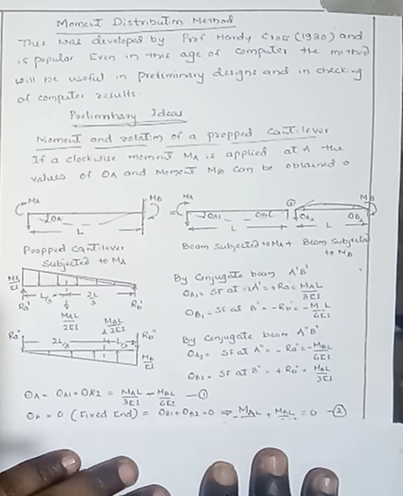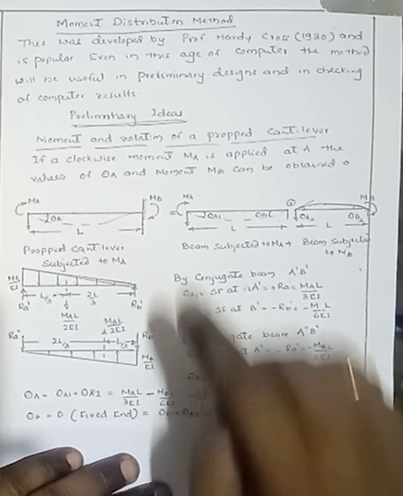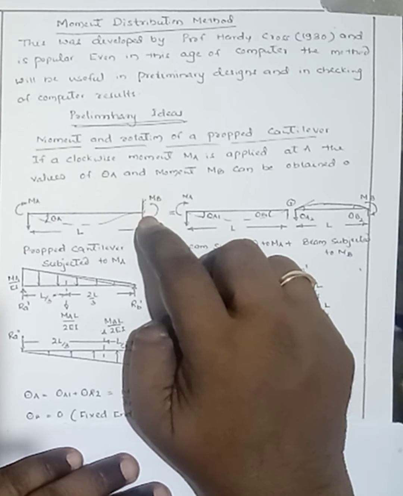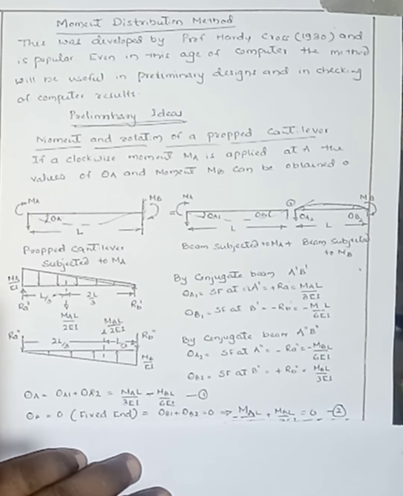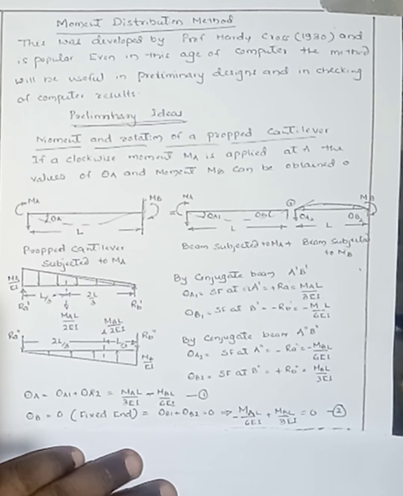Here by adding these two, you will get an equation: MAL by 3EI minus MBL by 6EI equals theta A. By observing this original diagram, this one is the fixed end, and at the fixed end theta B is 0. Therefore theta B1 plus theta B2 equals theta B, which equals 0.